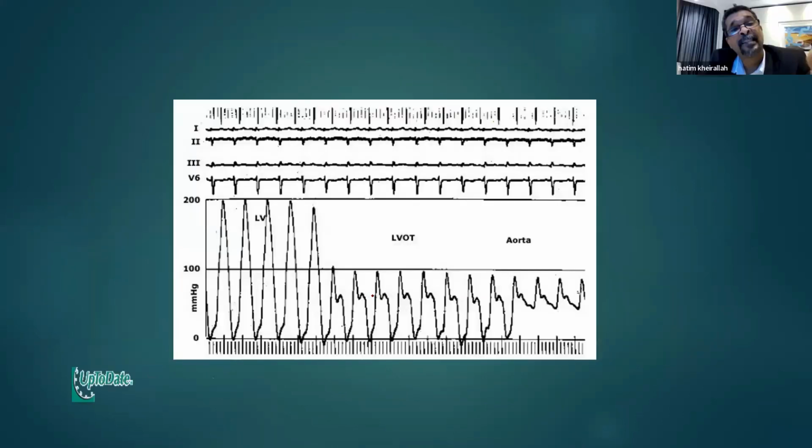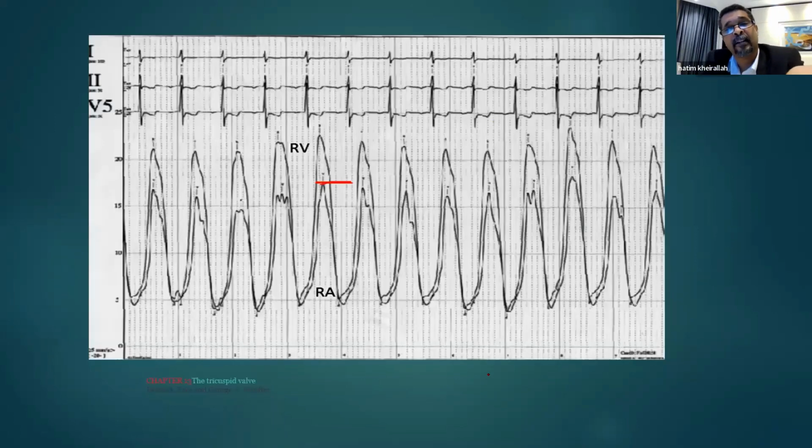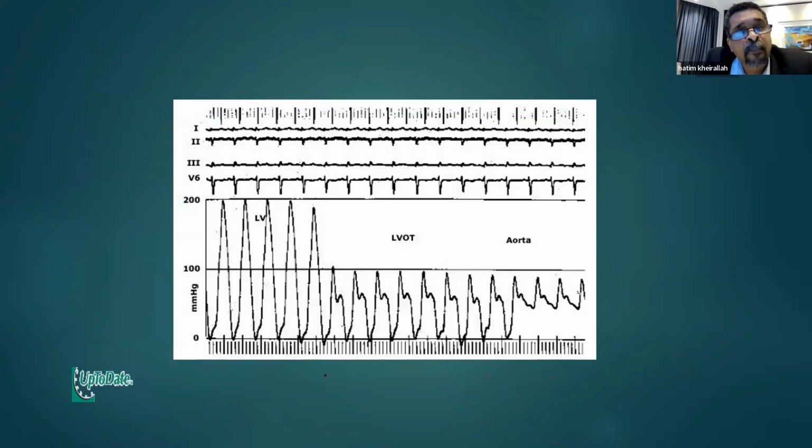Now what is this? This is again a pullback. If you compare it to this one here, it's different. It's a pullback from the LV to the LVOT to the aorta. So the gradient is elicited where? Between the LV and the LVOT. So this is what? LV gradient. So this is HOCM. It's not like that one. That one was an aortic gradient. This is an LV gradient. Okay?